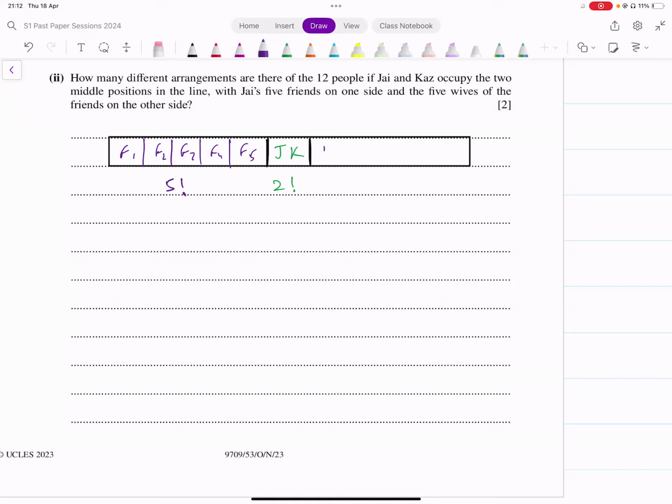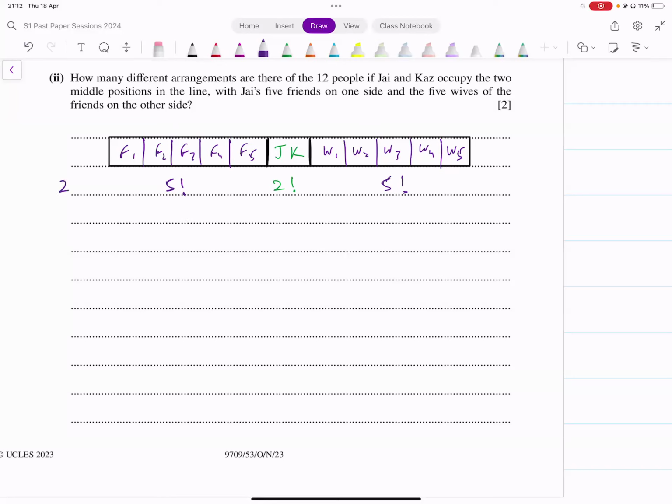Wives are on the other side. Let's say W1, W2, W3, W4, W5. In how many ways can we arrange those wives? 5 factorial ways. But then it's also possible that wives are on the left side and the friends are on the right side. So we consider that case as well. So there are 2 ways of basically moving around this outer box. It can go here or it can go here.